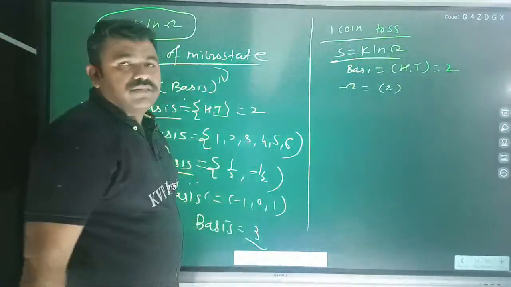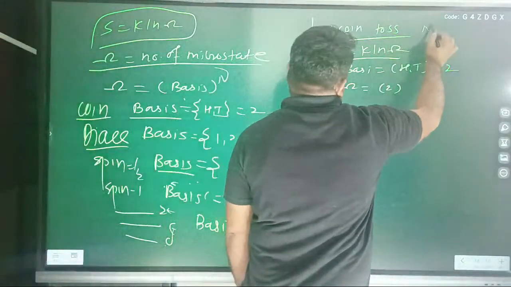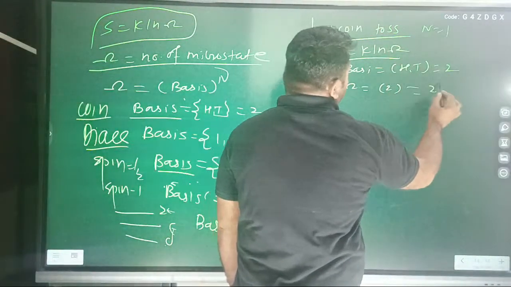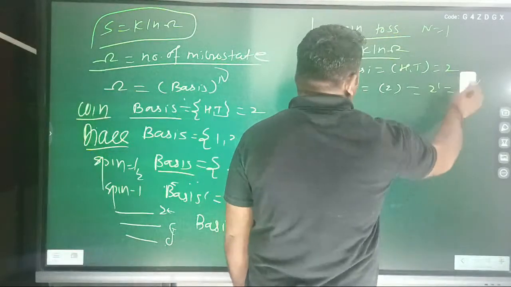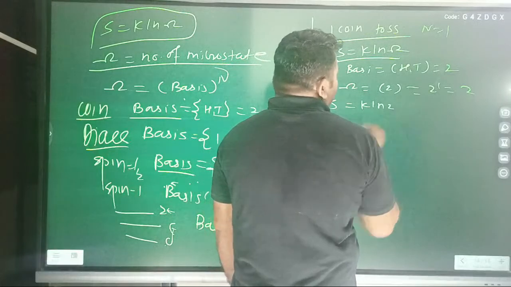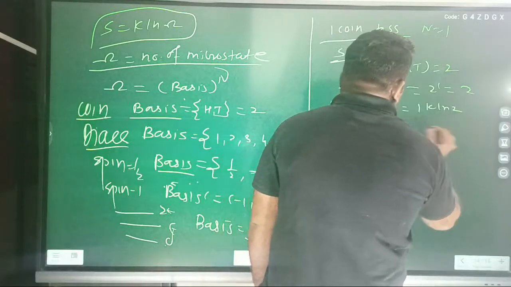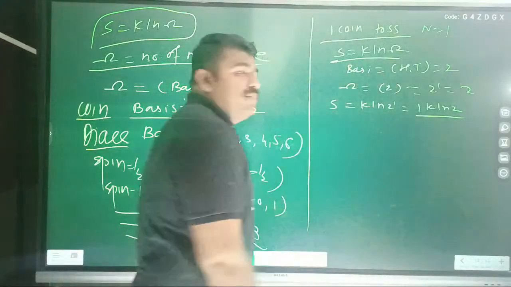Basis, we have 2. How many coins will be tossed? n is equal to 1, since one coin is tossed. So this is equal to 2 raised to 1, which is 2. Means S is equal to k ln 2 raised to 1, means 1 k ln 2. This is the entropy for this system.